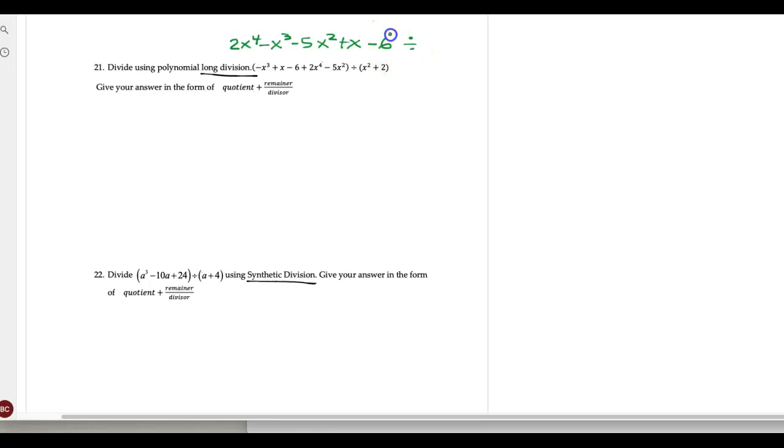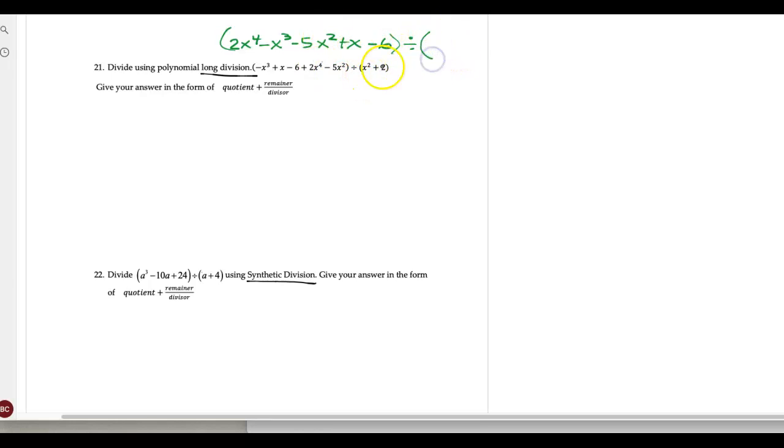And then this one is missing a term. If there was a term missing in here, meaning say that there wasn't this negative 5x squared, we'd have to put that in as a 0x squared. Right, so we can't have any missing terms. So if you have an x to the 4th, then we have to have an x to the 3rd, x squared, x, and then the constant term.